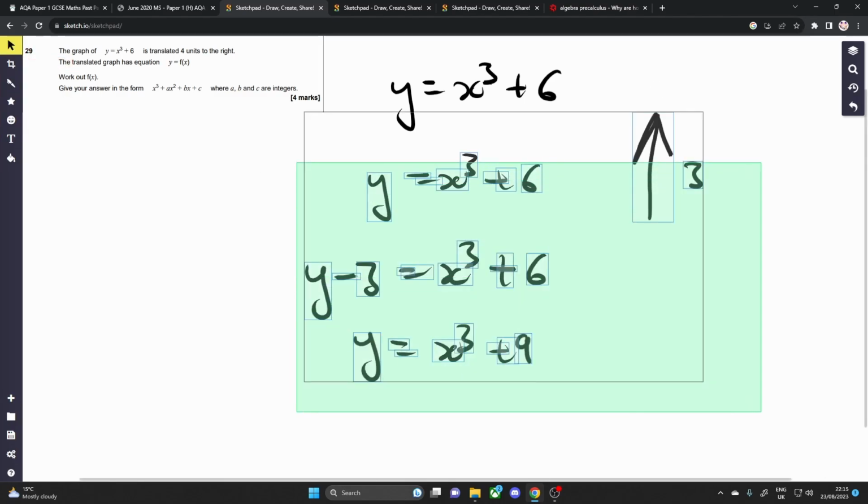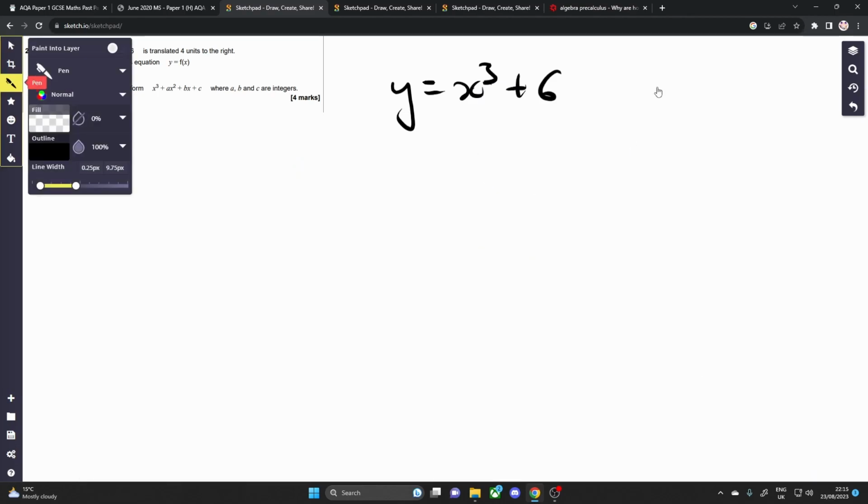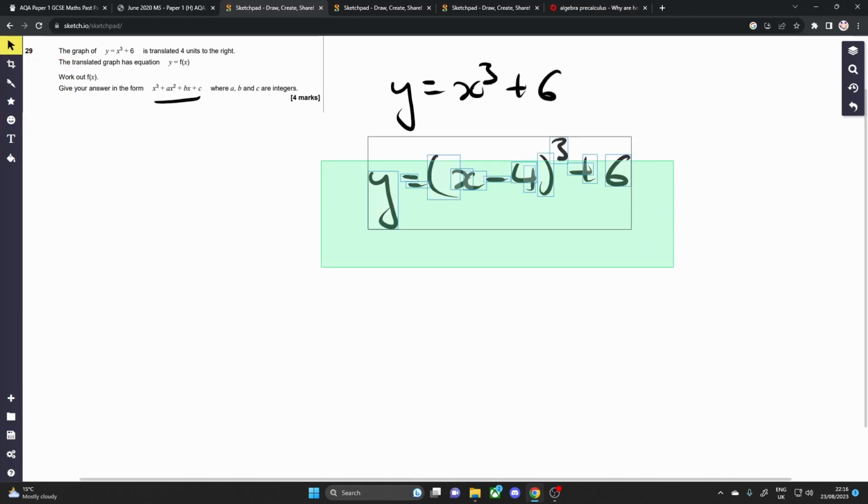So let's not get sidetracked anymore, and let's go back to the actual question. So we want to translate 4 units to the right. Hope that explanation made sense of why we do use the minus instead of the plus for the positive direction. Okay, and then you'd be like, oh, well, that's great, we've done that, but it wants it in that form there. Okay, now let's do that.